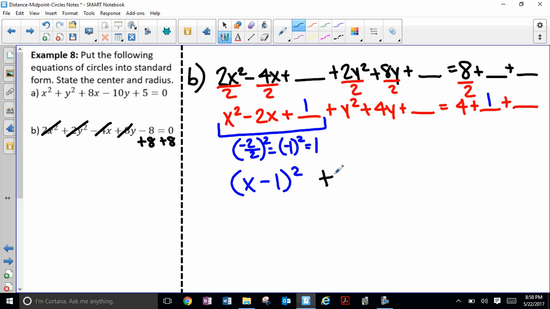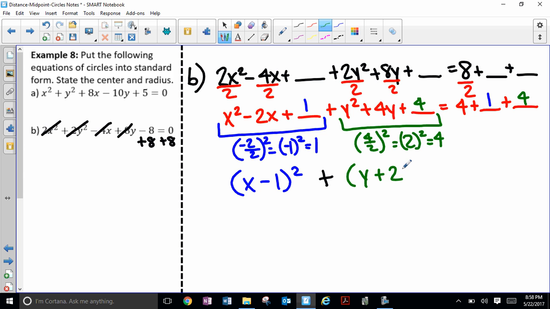Okay, now let's do the y's. So you should have done 4 divided by 2 squared. So that's 2 squared, which is 4. We have to add 4 to both sides. So my parenthesis then is y plus 2 squared. Because again, we got 4 divided by 2 was positive 2, so y plus 2 squared.